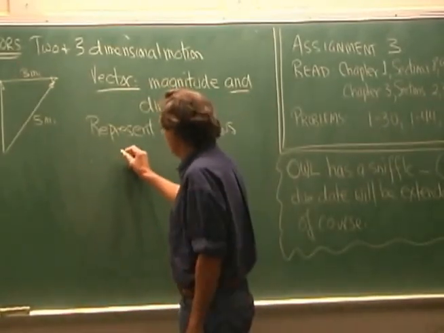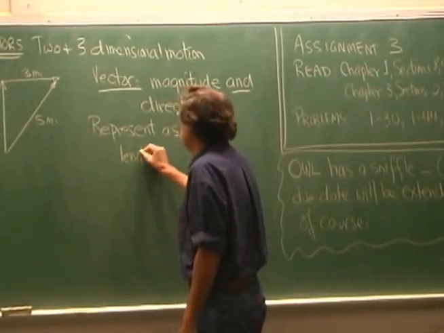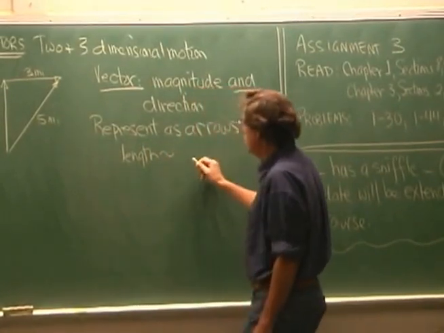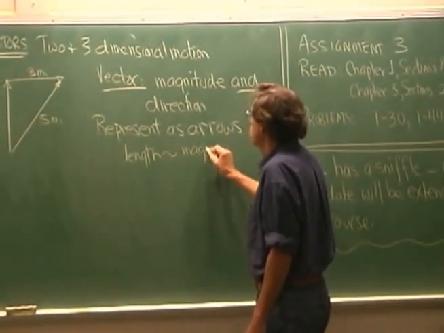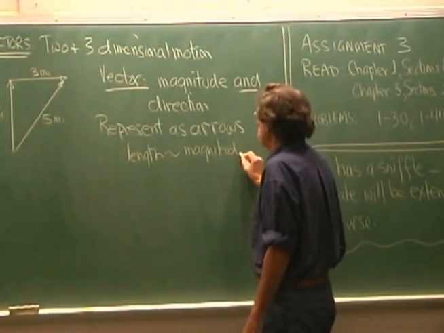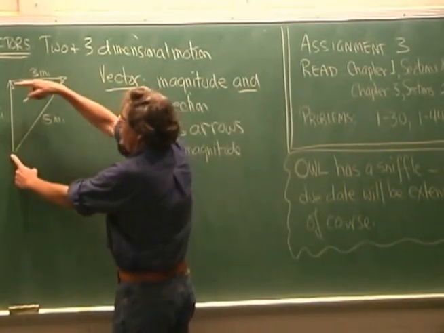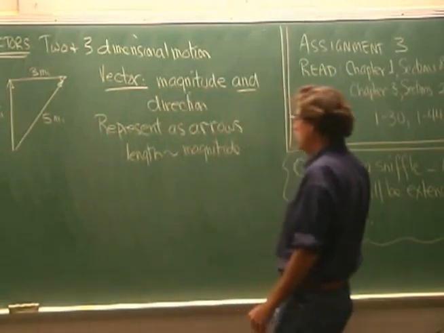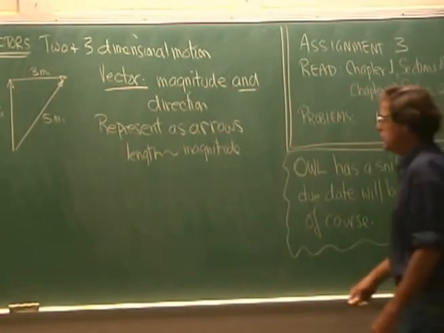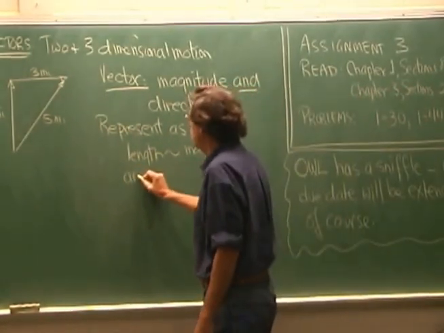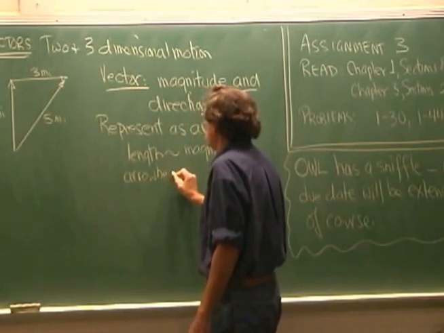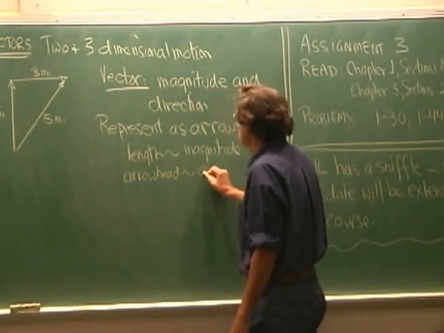Of course, the length designates the magnitude. So this is a somewhat larger magnitude than this, of course, and longer. Length designates the magnitude, and the arrowhead indicates the direction.